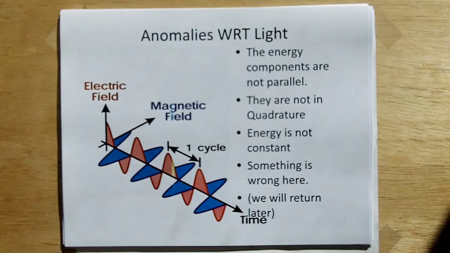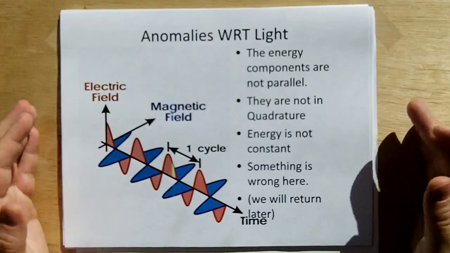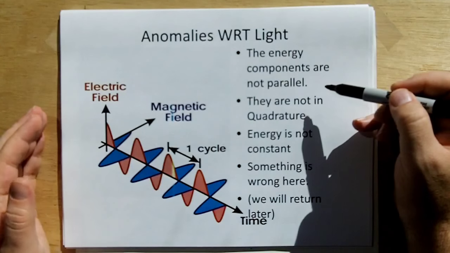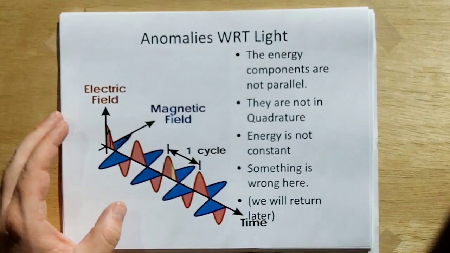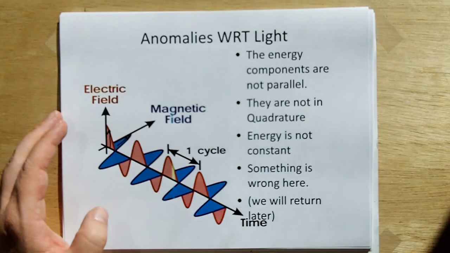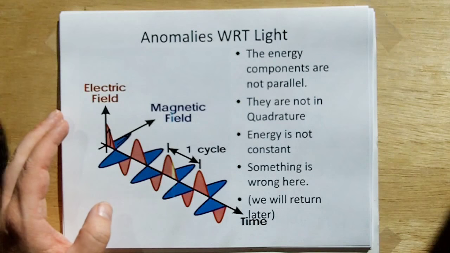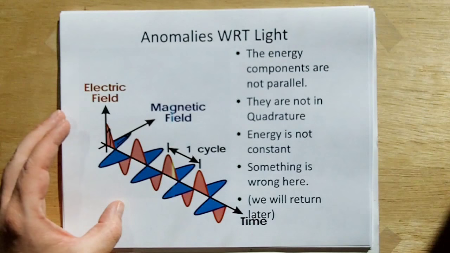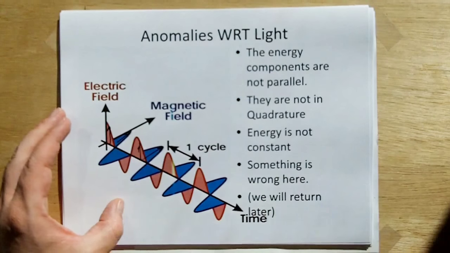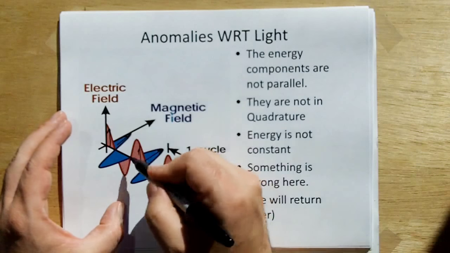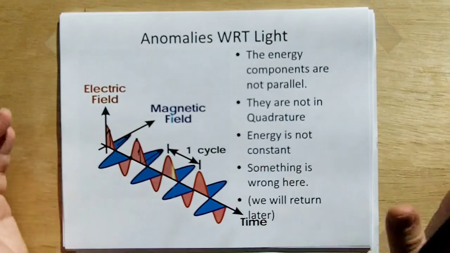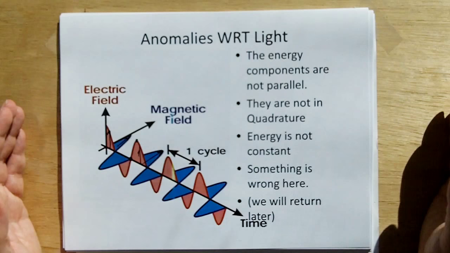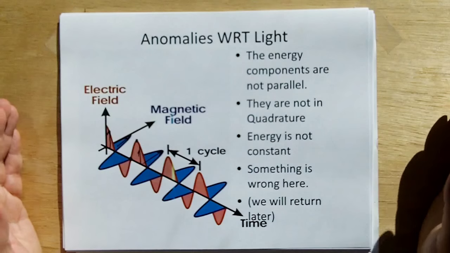And so the anomaly with regard to light, and this was covered in the opening video, is that the energy components in light are not parallel. These are perpendicular in space. Well, that's a difference, rather. They're not in quadrature. The energy components are in phase. The energy is not constant because here the energy is zero. Here the energy is max. And so something is really wrong with Maxwell's derivation of the plane wave equation. It doesn't match all the other wave phenomena that we've studied so far.